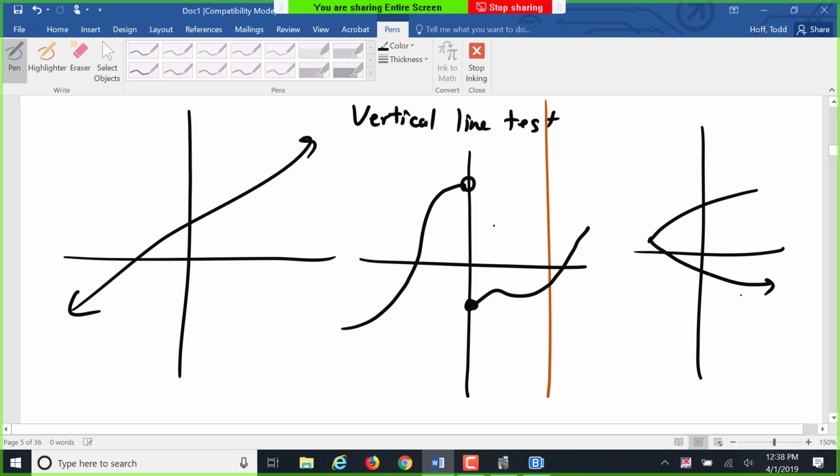How about that? Is that a function? No, it most definitely is not. Because anywhere along here to the other side of that vertex, a vertical line is going to cross it twice. That is not a function.